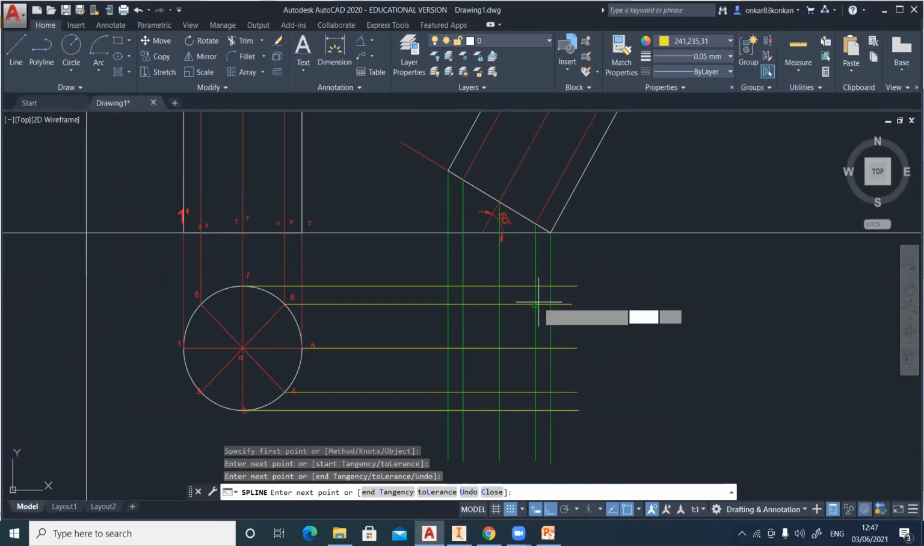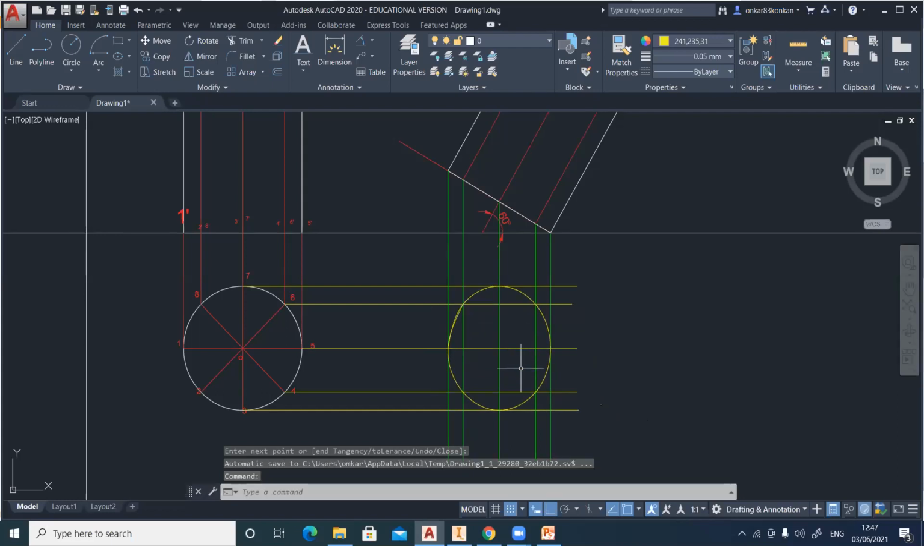This is point 5. This is point 4. This is point 3. Point 2. And this is point 1. In this way you can complete that freehand drawing. So basically this is a continuous curve. It is not a circle, so it is an ellipse.